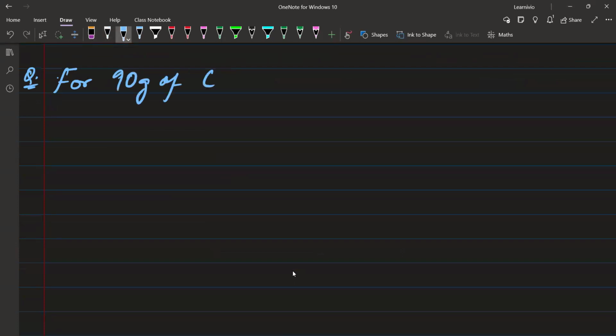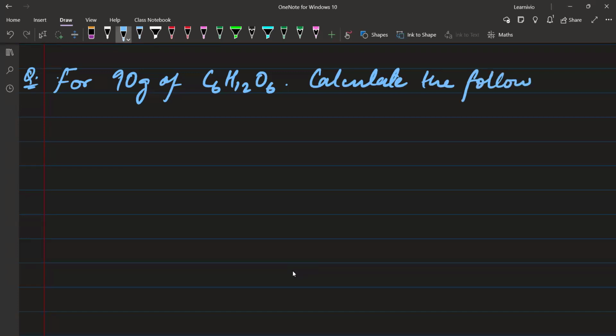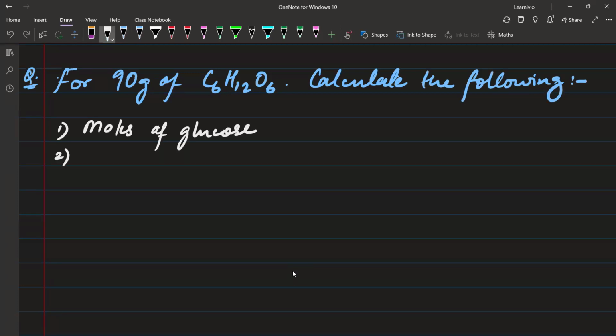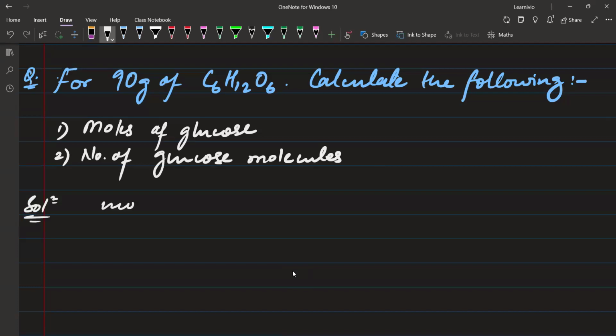For 90 grams of C6H12O6, calculate the following. Number one, this is by the way glucose, the moles of glucose. Second is the number of molecules. So first of all, for moles, what will we do?